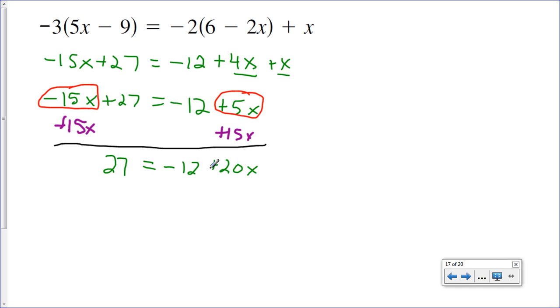Look, I've got 20x over here. None over there. I've got 20 more on the right than I do on the left. 20 more on the right. 5 is 20 more than negative 15. So you can think about it that way.